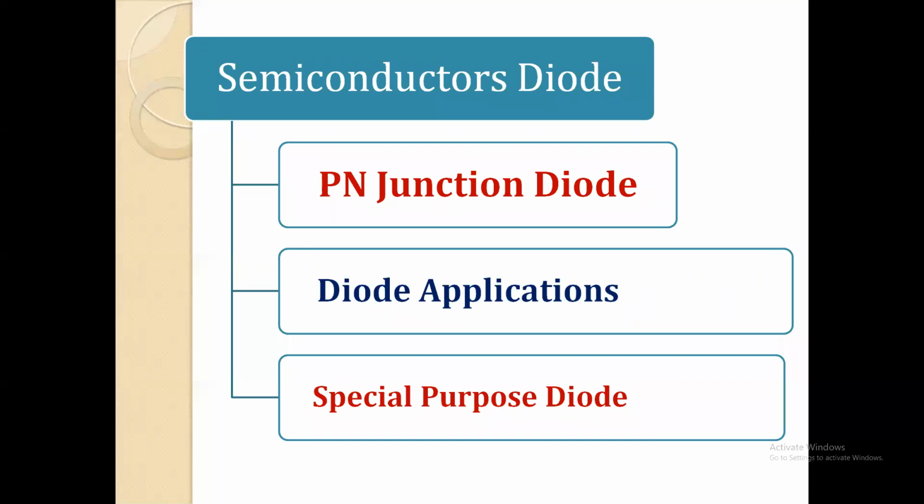In the second point, in the application, we are going to discuss half wave rectifier, full wave rectifier, bridge rectifier, capacitor filter, everything. And in special purpose diodes, we are going to discuss three things. One is a photodiode, second is a light emitting diode, and third one is a Zener diode. These three special purpose diodes we are going to discuss.